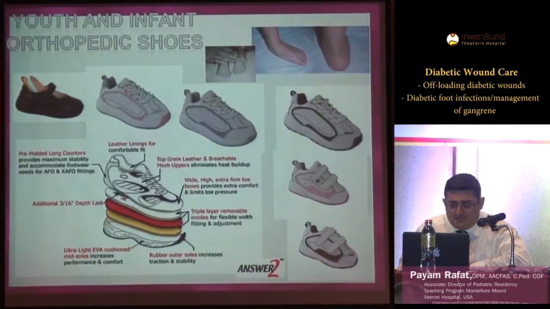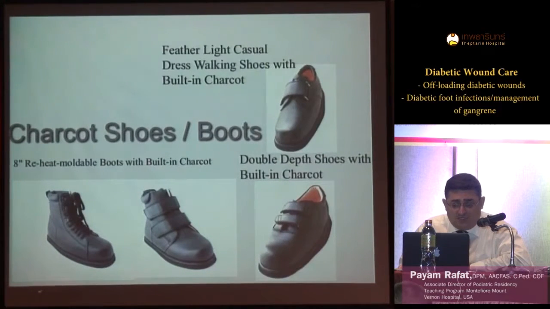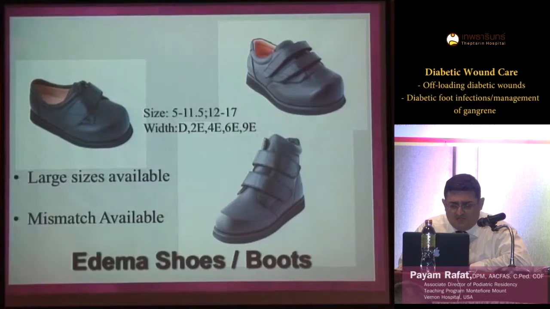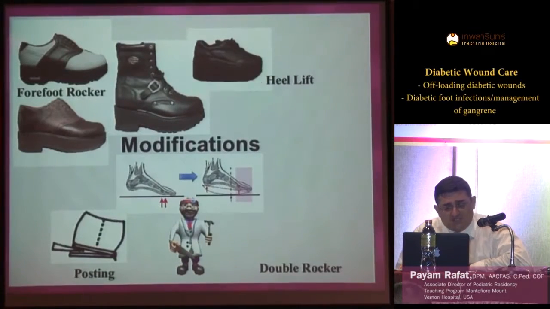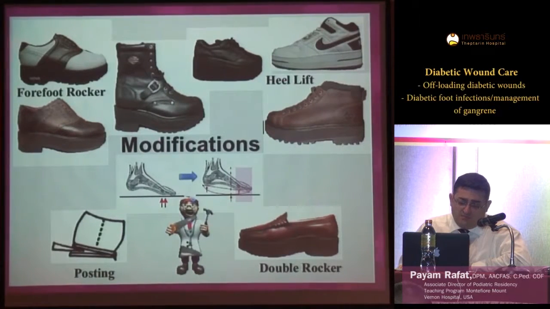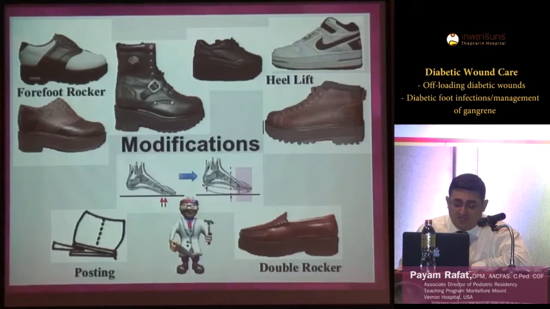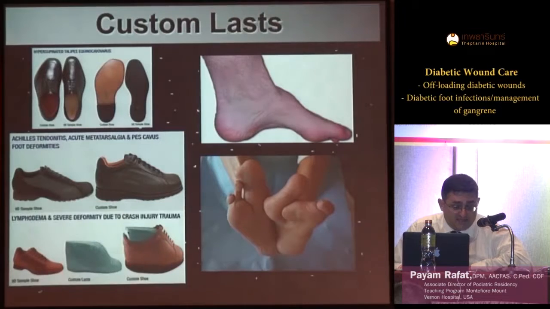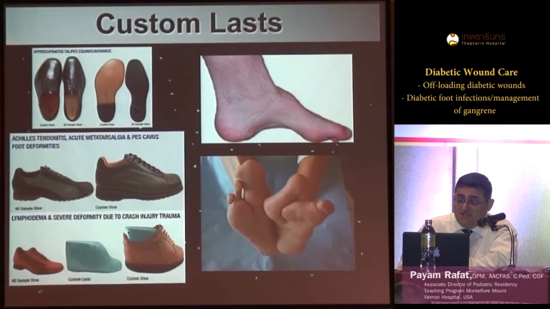They have the Pediatric line, Charcot line. For people who have excessive swelling, they have extra depth shoes and boots. And there's various modifications that can be incorporated onto the shoe itself. The rockers can be placed: forefoot rocker, rear foot rocker, midfoot rocker. Posting can be incorporated onto the plantar aspect of the shoe itself. Custom lasts. Not every foot is the same. Some people have special feet, so they may need special shoes.